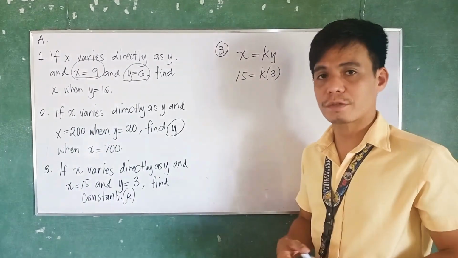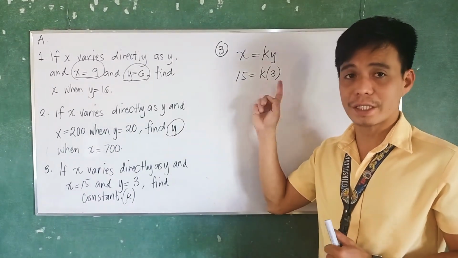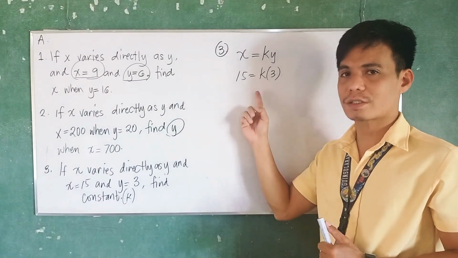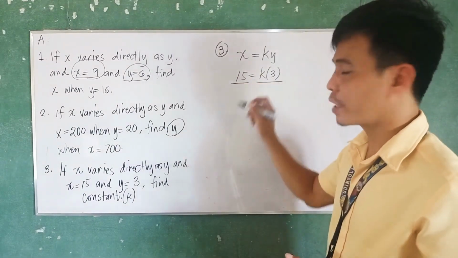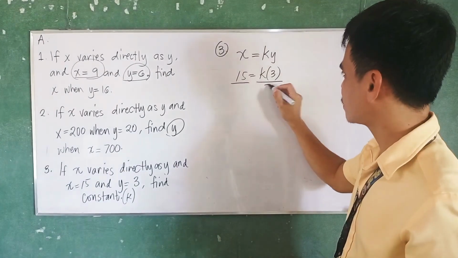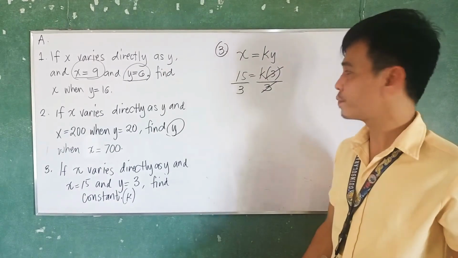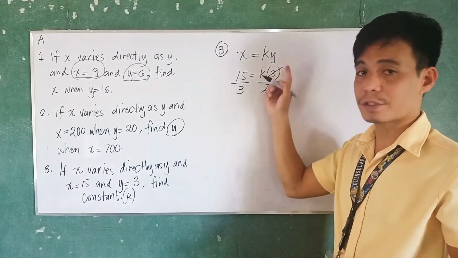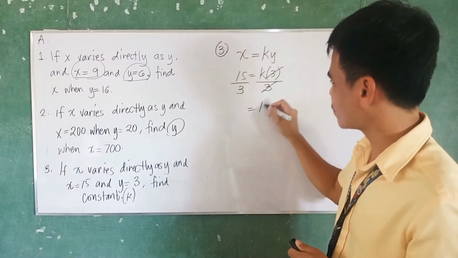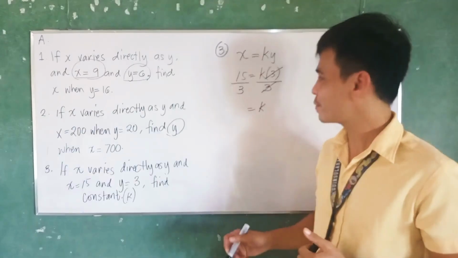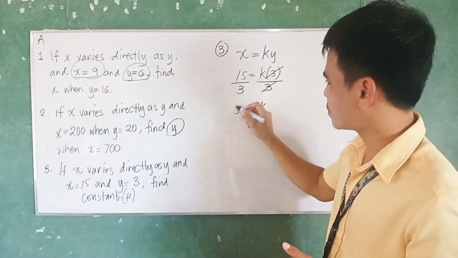So therefore, to compute the value of your constant, just simply divide both sides by its coefficient. So in this case, the coefficient is number 3. So therefore, we have to divide both sides by 3. So cancel that. We can cancel 3 out because 3 divided by 3 is 1. So therefore, remaining there is your k, which is your constant. And 15 divided by 3 is, very good, it is 5.